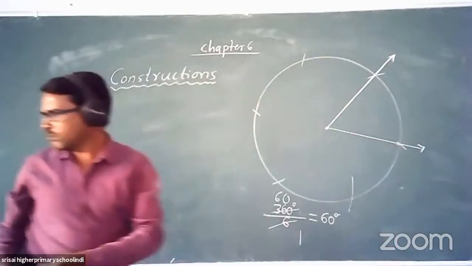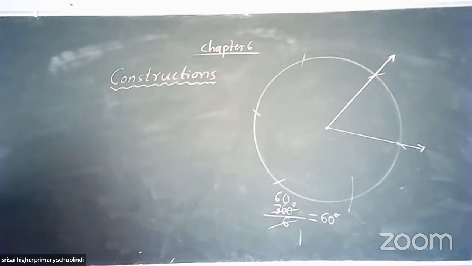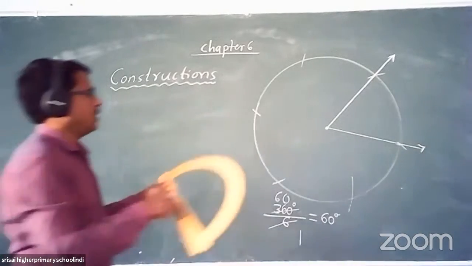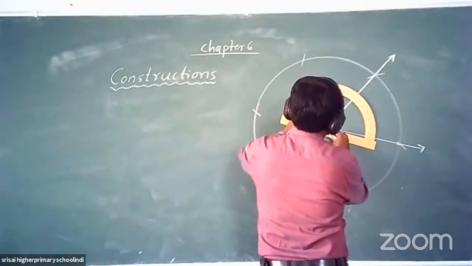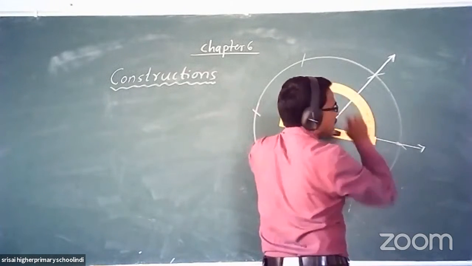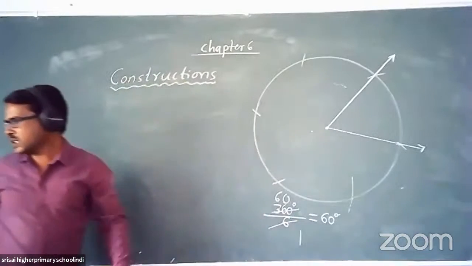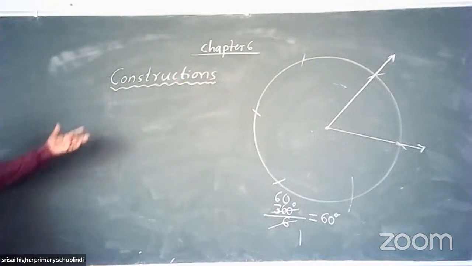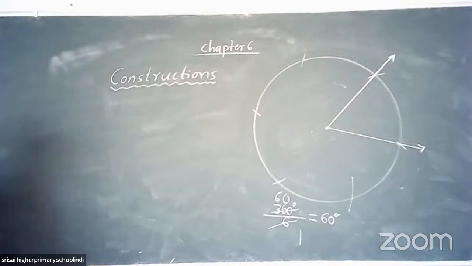We can measure it and check. Yeah, now I'll measure. So it is exactly 60 degrees. So to construct a 60 degree angle, we can follow these steps.